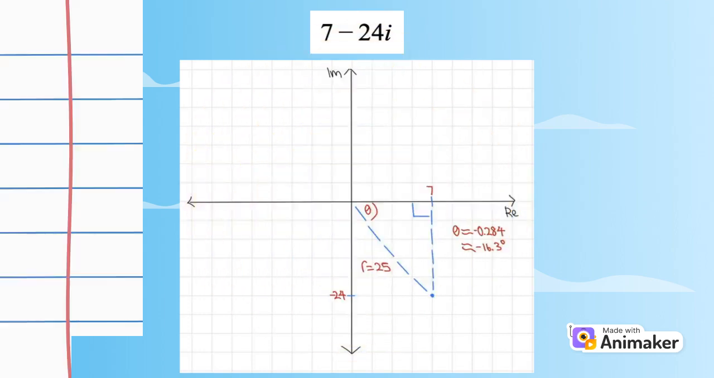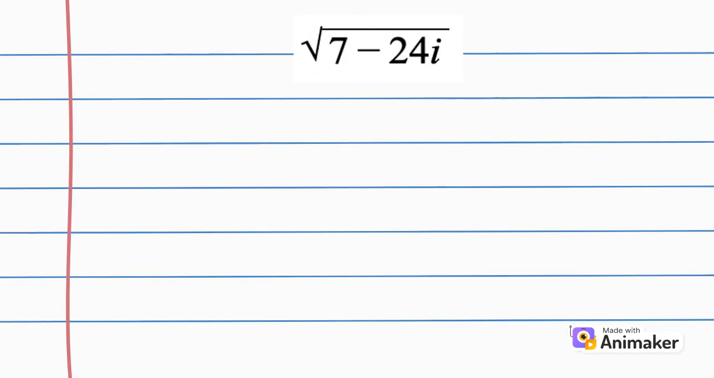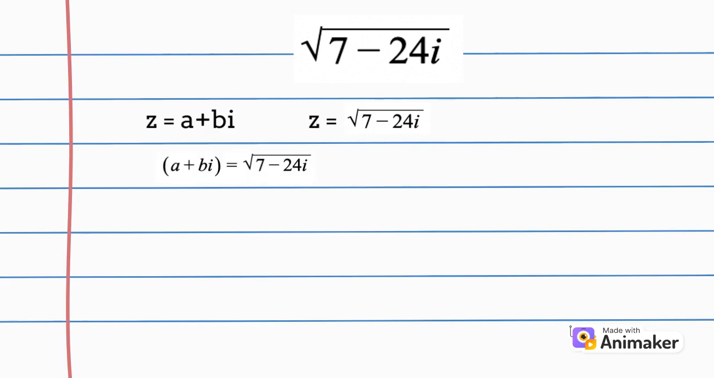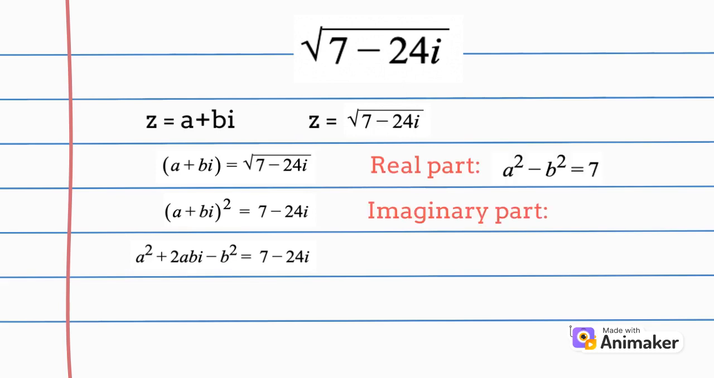Let's try this out. First of all, let's start by letting a complex number z be a plus bi and assume it is equal to the square root of 7 minus 24i. We can then square both sides and expand the product using binomial expansion. On the left-hand side, we have a squared plus 2abi minus b squared, which is an expression obtained from (a plus bi) squared. And we have 7 minus 24i on the right-hand side. Then we can equate the real and imaginary parts and form simultaneous equations, which we can use to solve for a and b respectively, using the method of substitution.